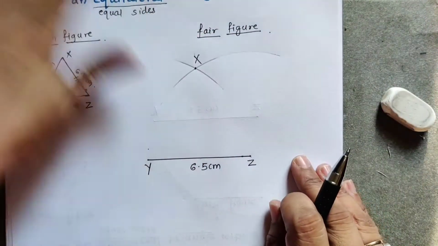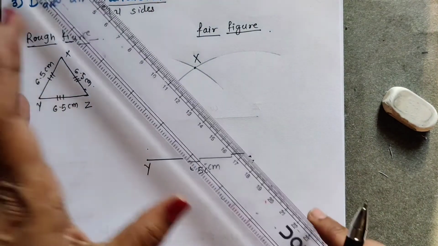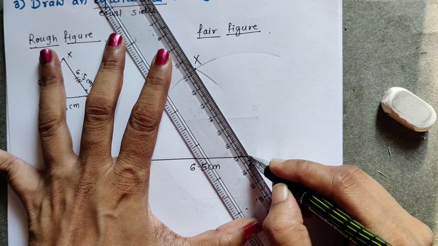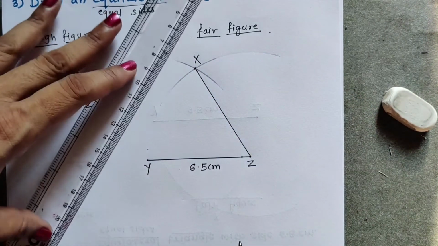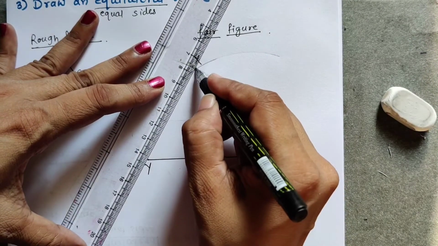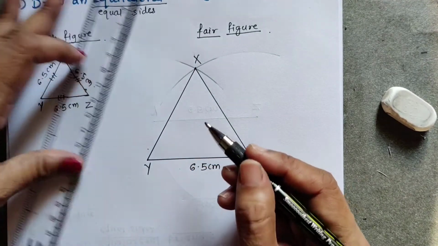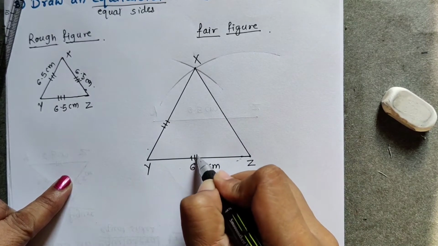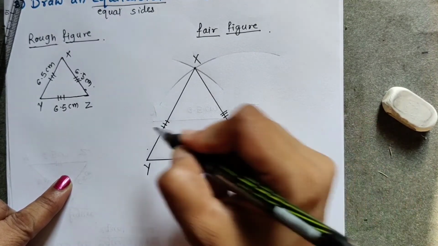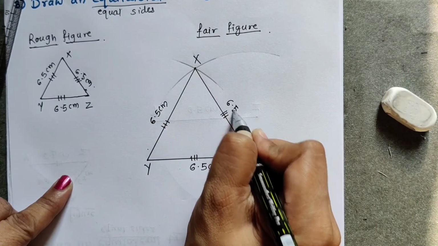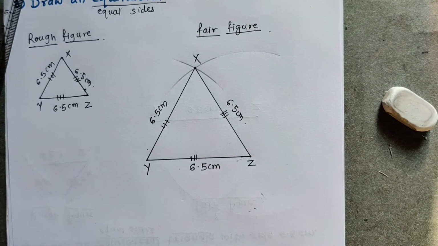Okay, and now we can draw the sides XZ and YX. So join X and Z, join X and Y. You can show it by the same symbols. And this is also 6.5 centimeter. This is also 6.5 centimeter. In this way you can draw all the triangles from practice set 2.